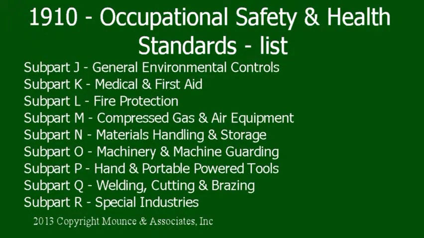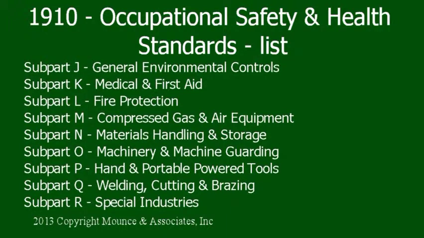Subpart O will cover general requirements for all machines, woodworking machinery requirements, abrasive wheel machinery, mills and calendars in the rubber and plastic industries, mechanical power presses, forging machines, and mechanical power transmission apparatus. Subpart P will cover hand and portable powered tools and equipment general, guard of portable powered tools, other portable tools and equipment. Subpart Q will cover oxygen fuel gas welding and cutting, arc welding and cutting, and resistance welding.